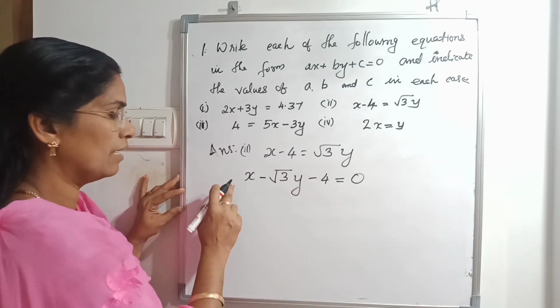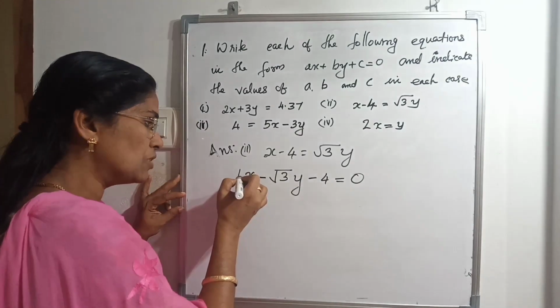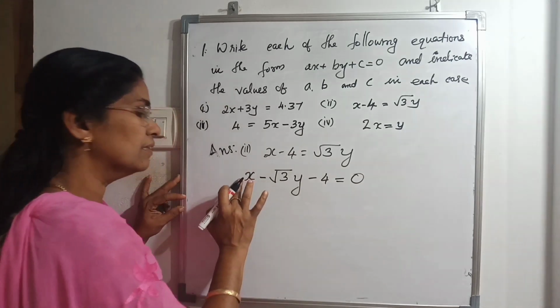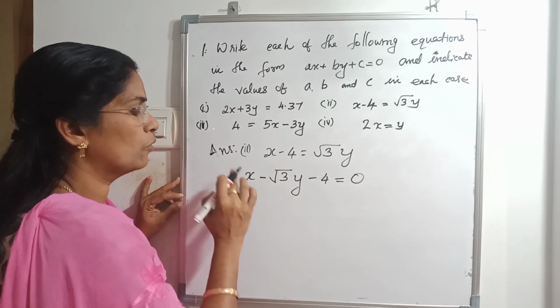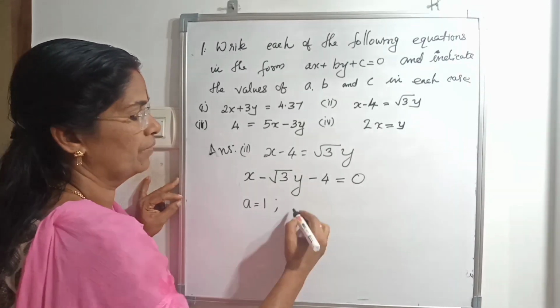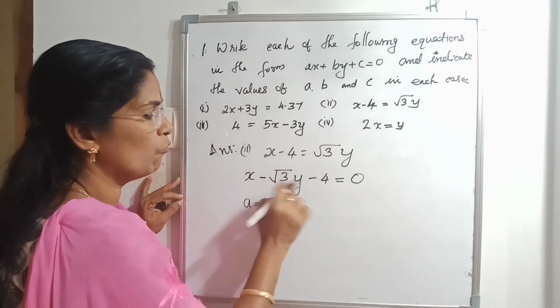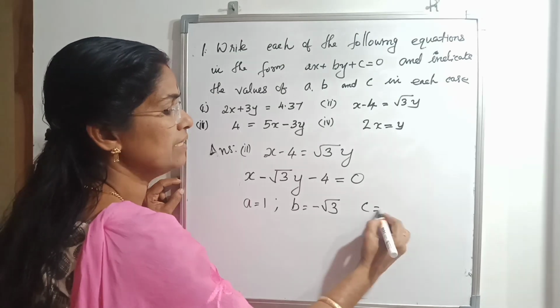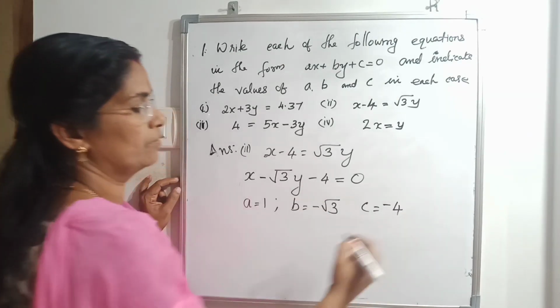So what is the value of a? The coefficient of x, that is 1. 1 into x is x. It is not mentioned here, but still you want to identify the coefficient of x is 1. So a equal to 1. What is b? Coefficient of y. It becomes minus root 3. What is c here? Minus 4.